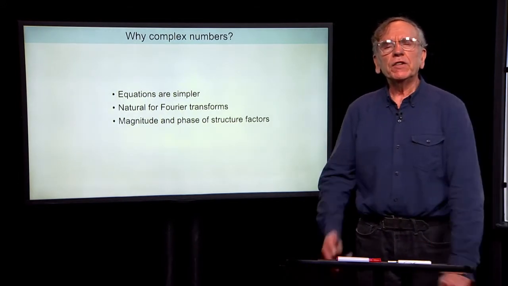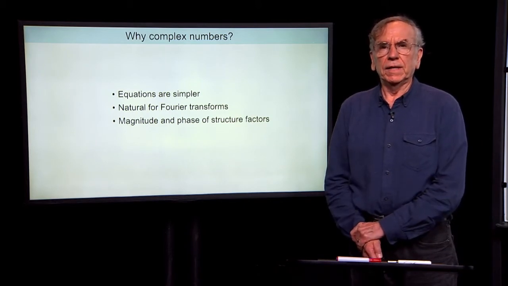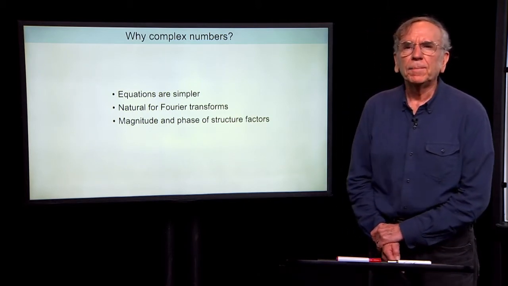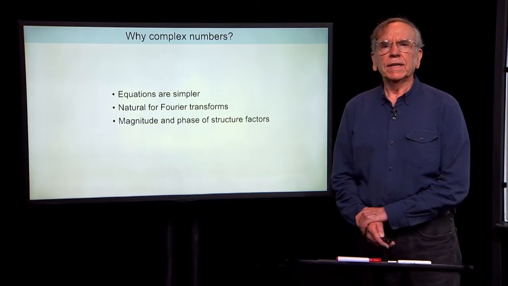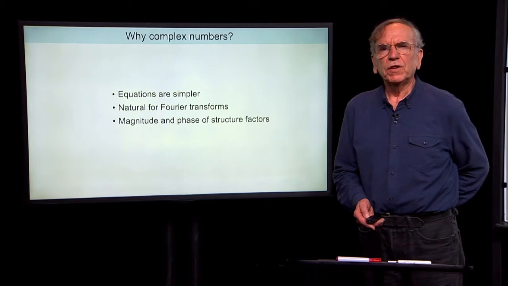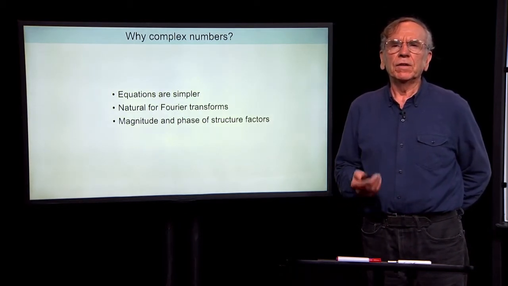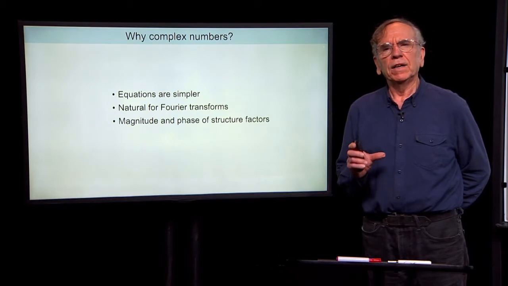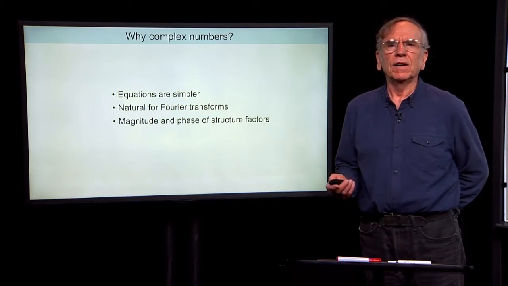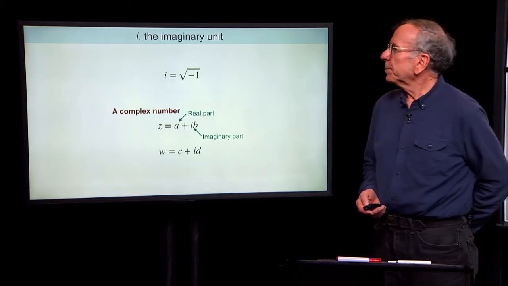Now, why bother with complex numbers? Well, first, the equations are simpler. Complex numbers do a kind of bookkeeping that otherwise would be quite complex. The other thing is that complex numbers are a natural part of the description of Fourier transforms, which we'll be using a lot. And also in structural biology, you're no doubt familiar with the idea of the magnitude and phase of, for example, the structure factor in crystallography.